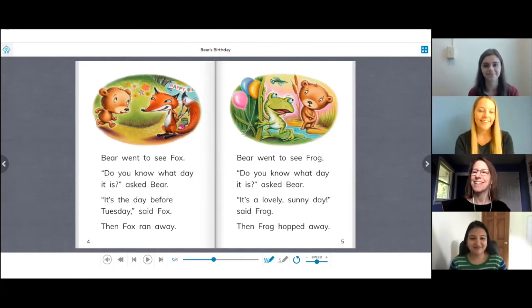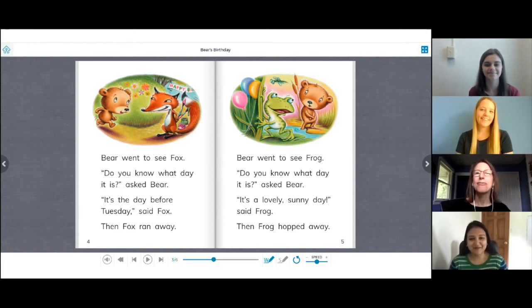Okay. All right, and then the last page, Molly. Bear went to see Frog. Do you know what day it is? Asked Bear. It's a lovely sunny day, said Frog. Then Frog hopped away. And he has balloons. I see he's hiding some balloons. That's right. Great job, Molly.